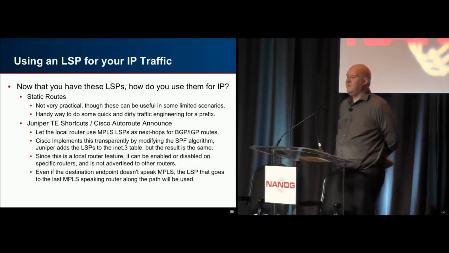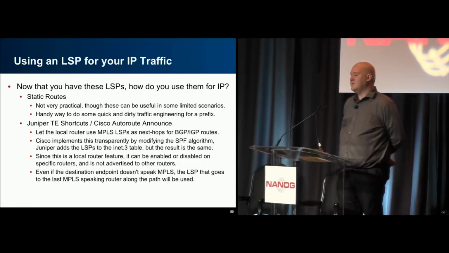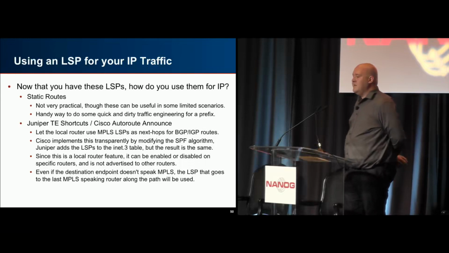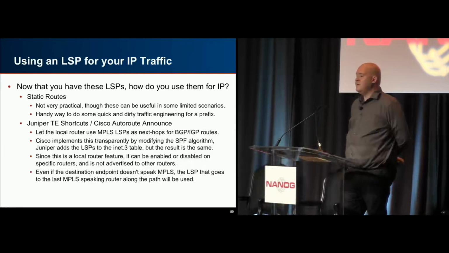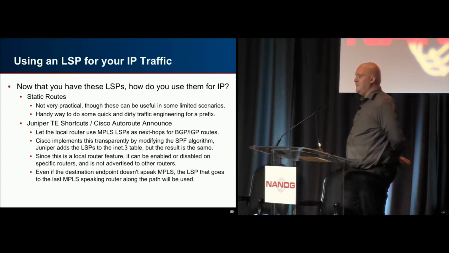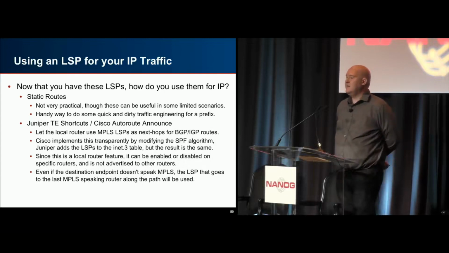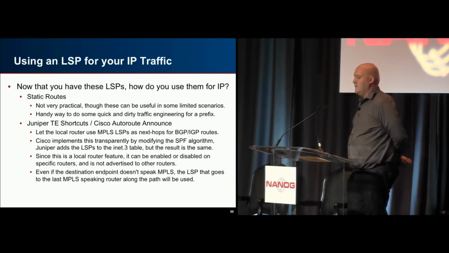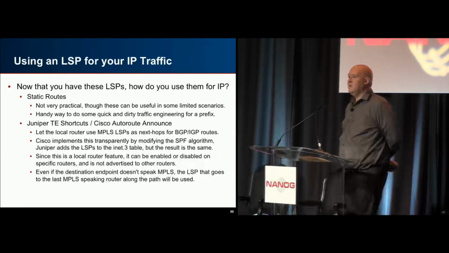The most common method would be what Juniper calls traffic engineering shortcuts, what Cisco calls auto route announce. What happens here is you let the local router use an LSP as its next hop in BGP. Cisco implements this by just modifying the SPF algorithm. Juniper has a table called inet.3 where it puts all of this, and the result's the same. You turn on the ability to pass your IP traffic and have it look up which LSP it wants to use. And this is a local router feature, so it doesn't need to be consistent across the network. It can be enabled or disabled and not advertised to other routers.